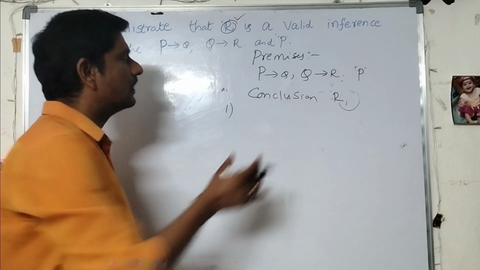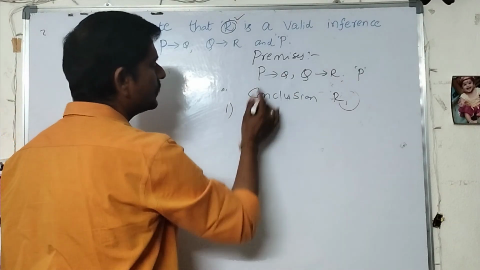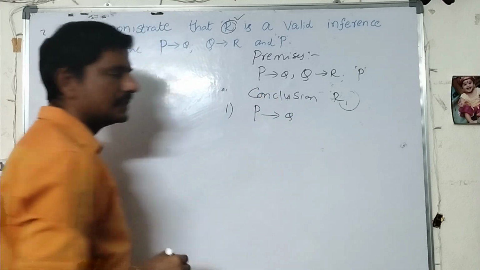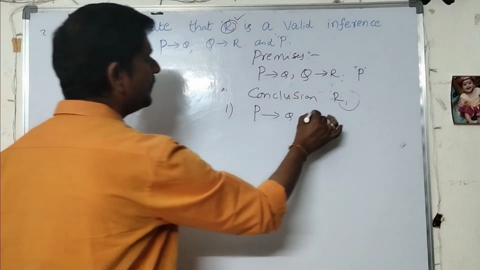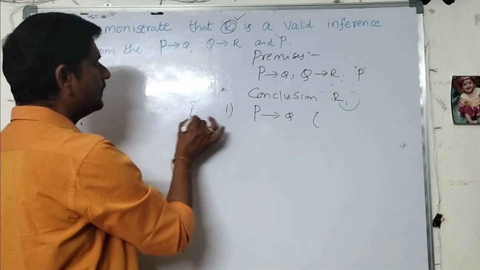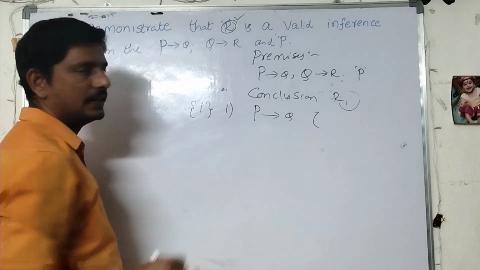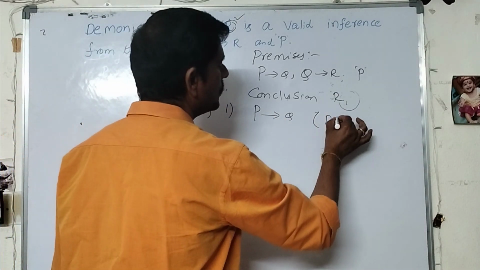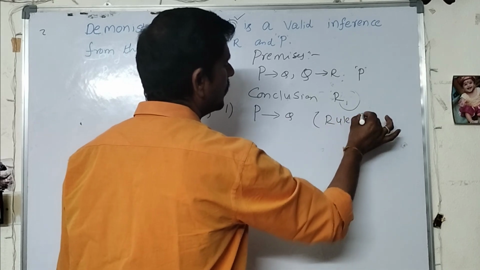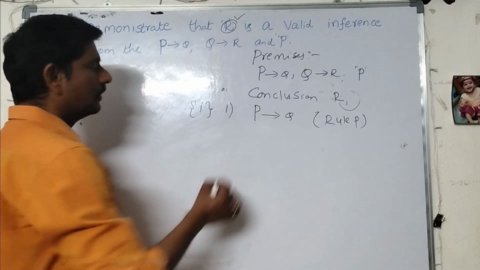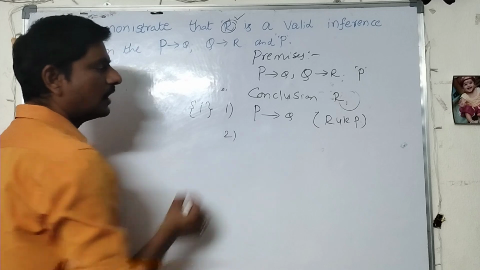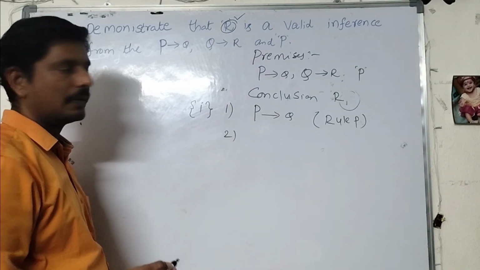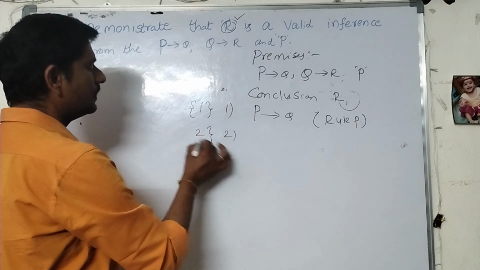Okay. So first I am taking P implies Q. I am taking this premise. That means I introduced the premise P implies Q. If I introduce a premise, it is called rule P. There is no formula for this. That's why I am again introducing one more premise.